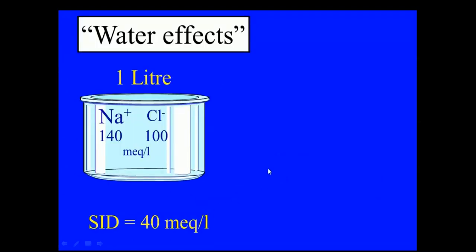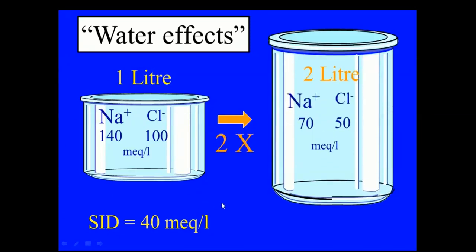Now, let's see how this can be altered by some simple things. I'm going to be running tight, so I'm going to have to shorten. So one of them is a water effect. Let me start off with a beaker of water with 140 milliequivalents of sodium and 100 of chloride. So the difference is 40 milliequivalents. If I double the amount of water, I will now have a reduction in the concentration of both sodium and chloride, so the difference is only 20.